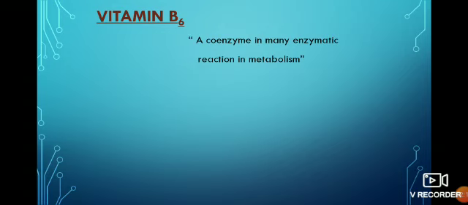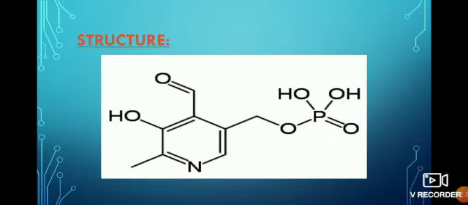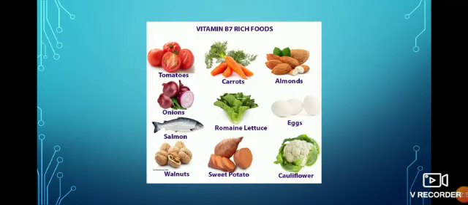Now comes vitamin B6, which is also known as pyridoxine. It's a coenzyme in many enzymatic reactions in metabolism. Here are the sources of vitamin B6 and the structure of vitamin B6. Now comes vitamin B7, which is also known as biotin, a coenzyme for the carboxylase enzyme needed for the synthesis of fatty acids and gluconeogenesis. Here are the food sources: tomatoes, carrots, almonds, fishes, onion, eggs, potatoes, etc.